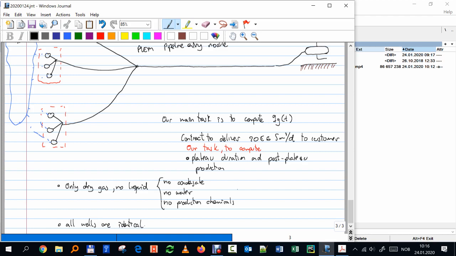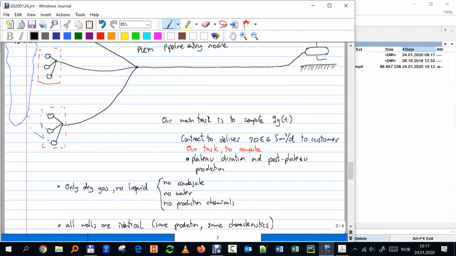The next assumption we're going to make is that all wells are identical. That means that they have the same production, and they have exactly the same characteristics. And that's an approximation we can make. Typically all of them will be different, but if we are at an early stage of field development, typically we say, well, all of them will be the same.